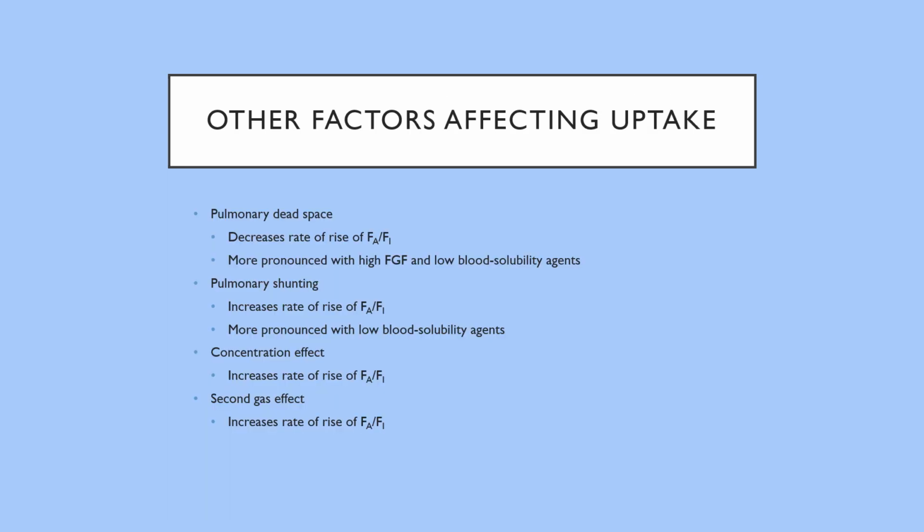Additional factors that can affect uptake of anesthetic into the pulmonary system include pulmonary dead space, which reduces effective alveolar ventilation. So less anesthetic is delivered to the alveoli. This decreases the rate of rise of FA to FI, and it's more pronounced with high fresh gas flows and low blood solubility agents. Pulmonary shunting bypasses alveolar uptake, so less anesthetic is removed from the pulmonary gases, which increases the rate of rise of FA to FI, and it's more pronounced with low blood solubility agents.